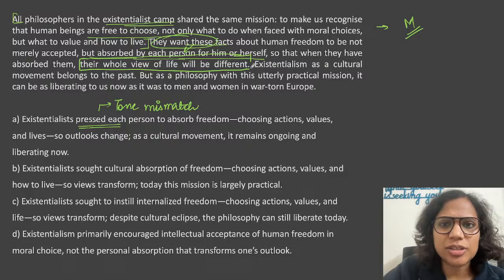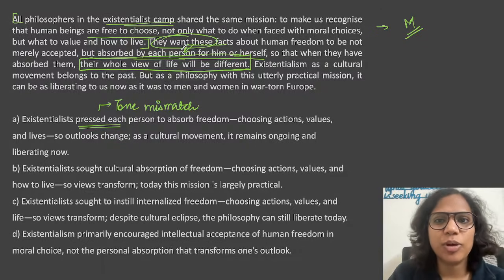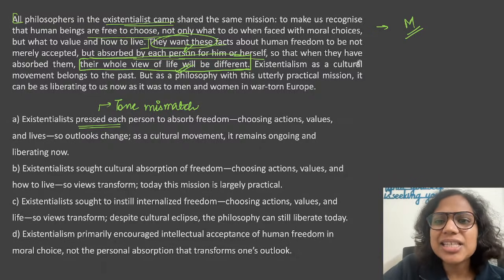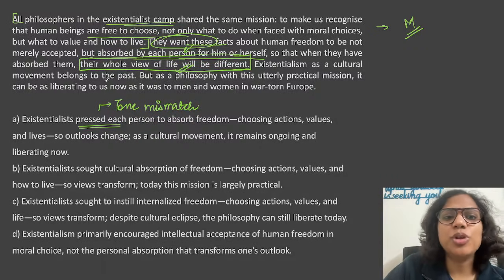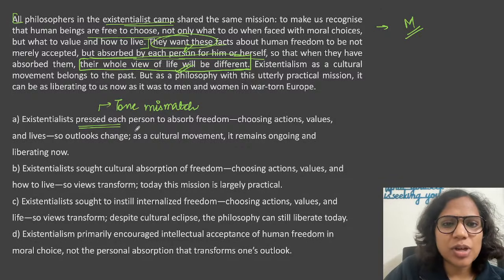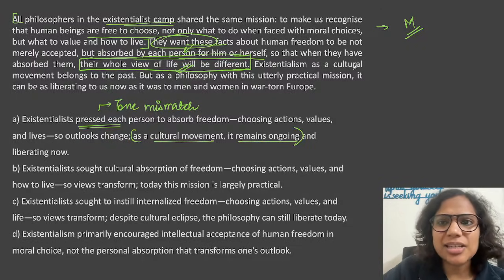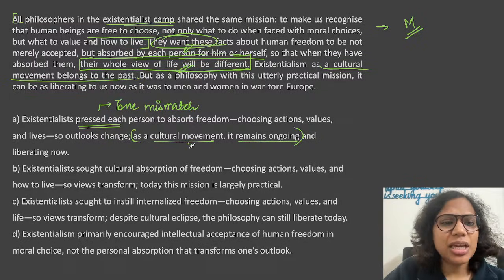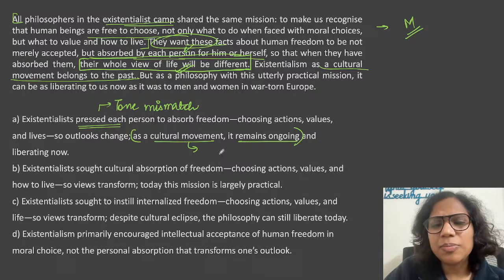Now, their whole view of life will be different. Why do they want this? Why do they want people to absorb these facts about human freedom? Because they want to change their view of life. Existentialism as a cultural movement belongs to the past. So now see this, as a cultural movement it remains ongoing. Doesn't it say as a cultural movement it belongs to the past? So if you are marking A, aren't you ignoring the paragraph itself?